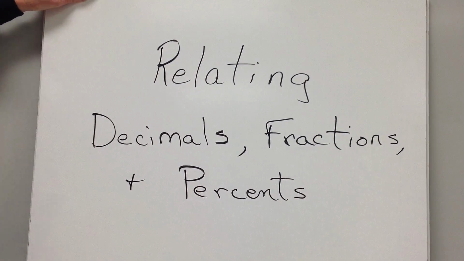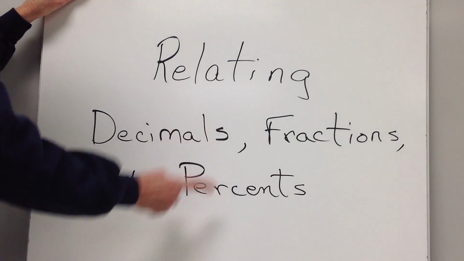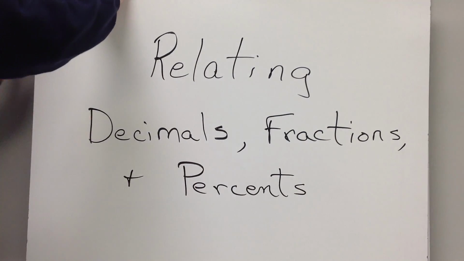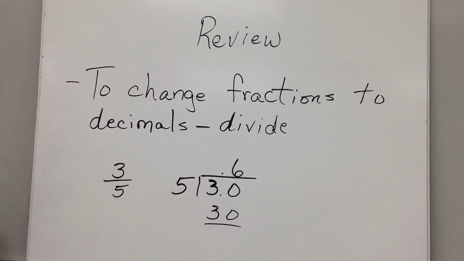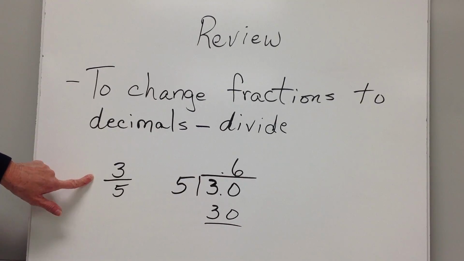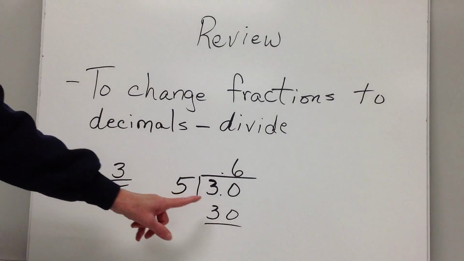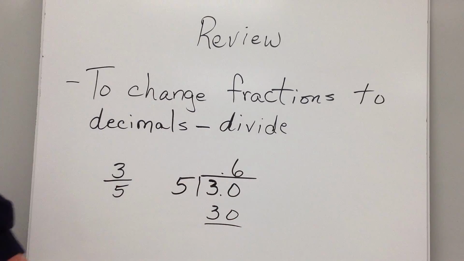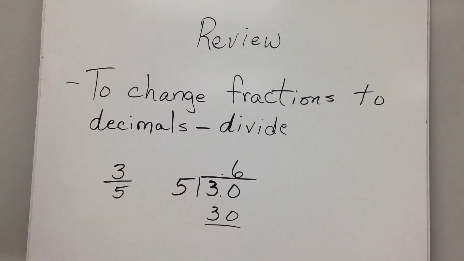Today we're going to start a new unit that's on percent, and we are first going to relate decimals, fractions, and percents. We'll begin by reviewing something we already know. We know how to change fractions to decimals. We do it just by dividing. If I have 3/5 and I want to change it to a decimal, I take 3 divided by 5. I'll have to put a decimal point and zeros, and then I just divide. I would get 0.6. Remember when you are dividing that the numerator has to go inside the box, the denominator goes outside.